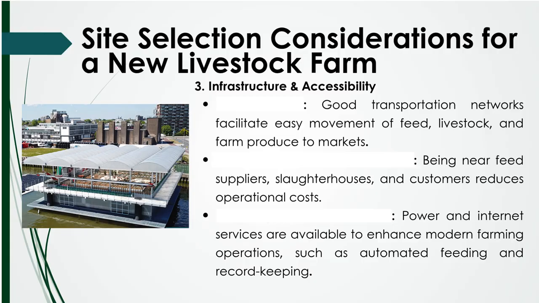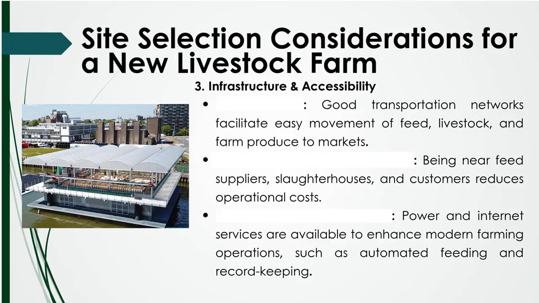Okay. Next, proximity to market and suppliers. So kena buat ladang yang dekat dengan market dan juga suppliers. Being near to feed suppliers, slaughterhouses and customers can reduce the operational cost. Right? And finally, electricity and communication, power and internet. And nowadays, internet services should be in your farm, right?